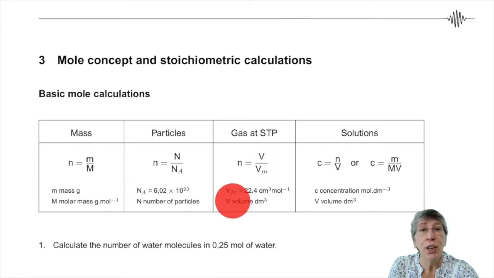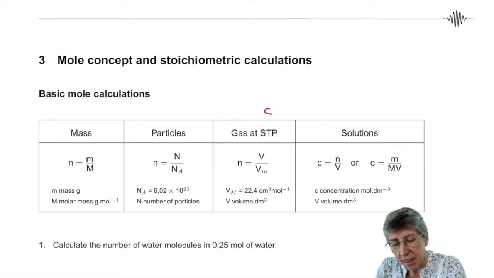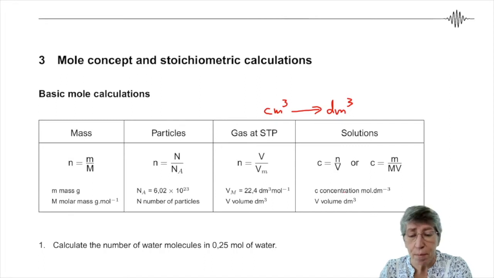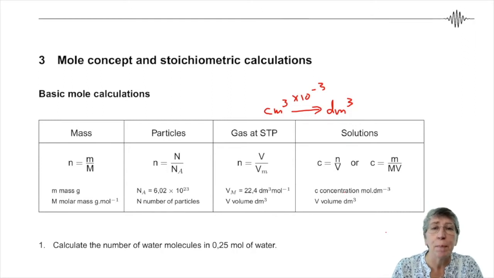Here you have to know that the volume must be in cubic decimeters. And whenever they give you volume in cubic centimeters, you are going to convert that to cubic decimeters. We can do that by dividing by 1,000 or multiplying by 10 to the minus 3, which is the same thing. So now we're going to look at solutions.